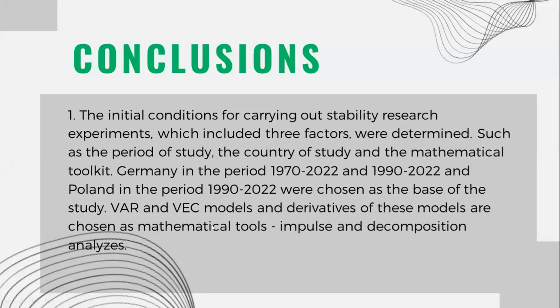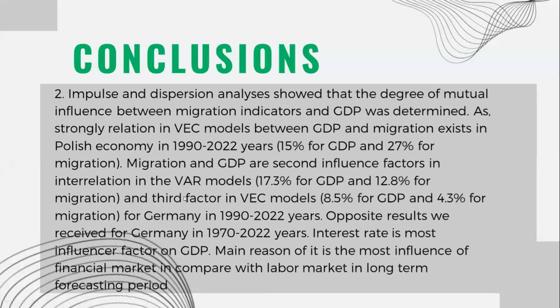In conclusion, we can see that the initial conditions for the research experiments on structural stability, which included three factors, were determined: the period of study, the country of study, and the mathematical toolkit. Germany in the period and Poland in the period were chosen as the base of the study. VAR models and their derivatives were chosen as mathematical tools, along with impulse response and variance decomposition analysis.